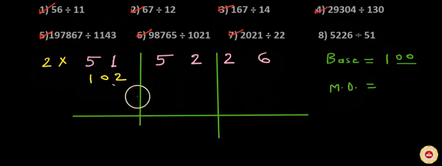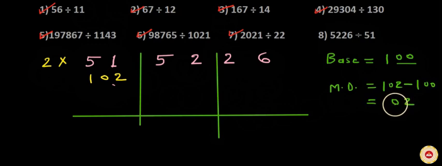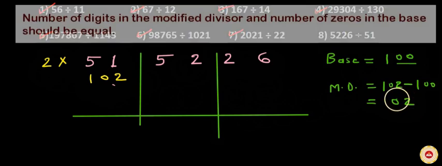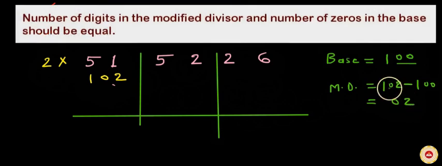What is the modified divisor for 102? First of all, let us calculate the deviation. 102 minus its nearest base 100 is equal to 0, 2. See, writing this 0 is important. In division, especially Paravartya division, Nikhilam division, this 0 has its own value. The number of zeros in the base and the number of digits in the deviation or modified divisor should be the same. So 0, 2 is the deviation for the new divisor 102.